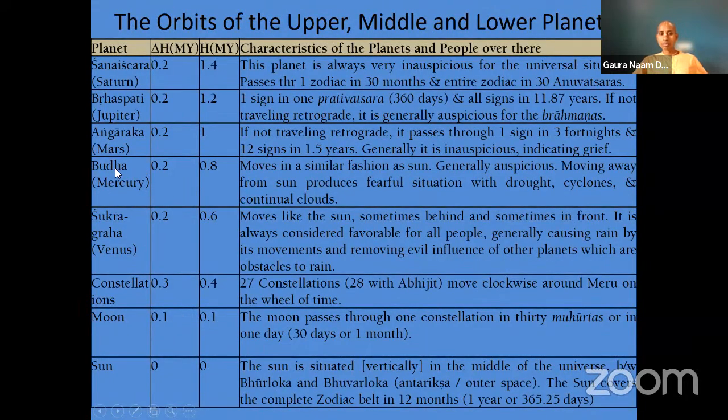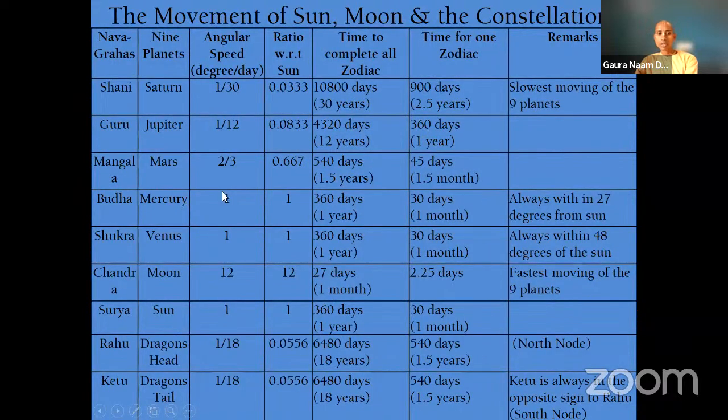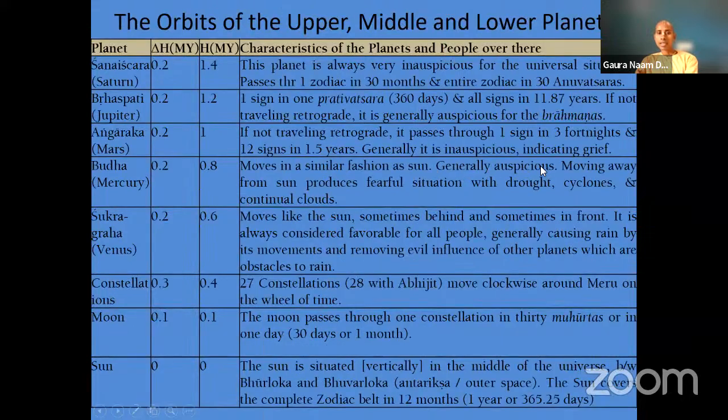Then Buddha Graha. Buddha is also said to be the son of Soma, so Mercury. He is also moving at the same speed as the sun. Buddha is also 1 degree per day. So it's generally auspicious, and when it moves away from the sun, it produces some kind of calamities.